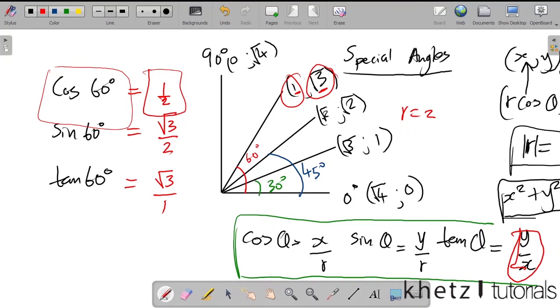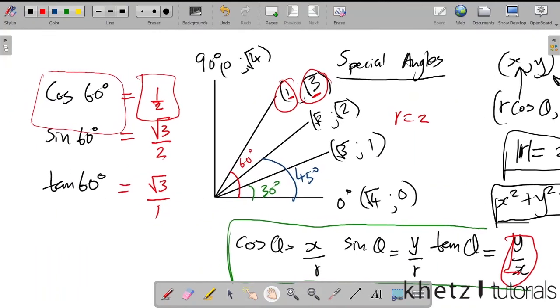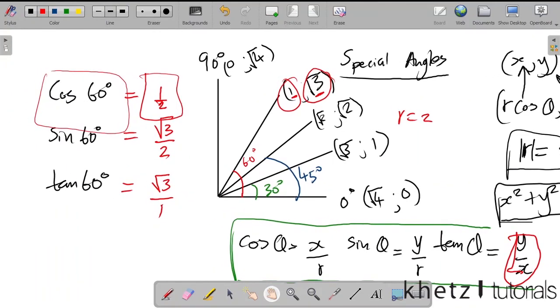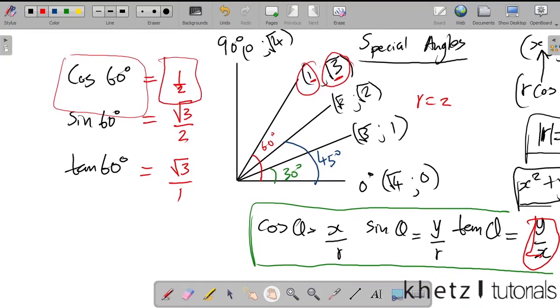So that was just an introduction into trigonometry. We looked at the reduction formula, negative angles, co-ratios, and special angles. And of course, I'll do examples at the end of this series, and I will see you guys in the next video.